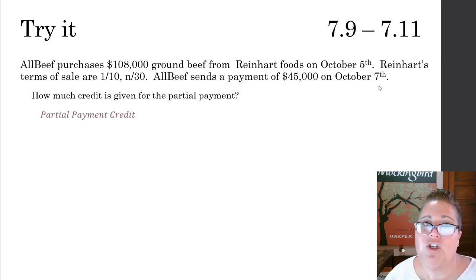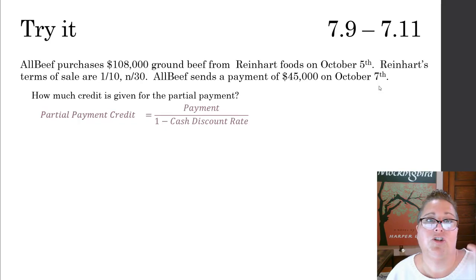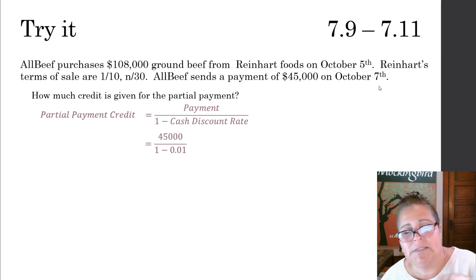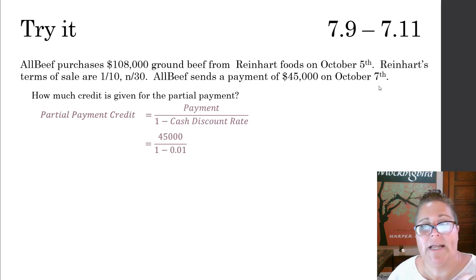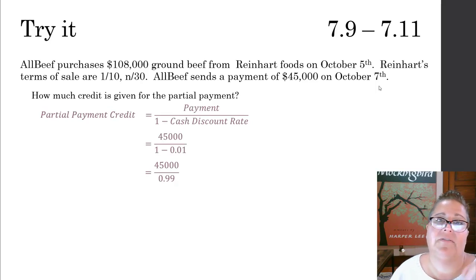That partial payment credit is the partial payment divided by the complement of the cash discount. Since it's a 1% cash discount, we're going to do 45,000 divided by 1 minus 0.01. That's the 1%. Or 45,000 divided by 0.99. This is $45,454.55.